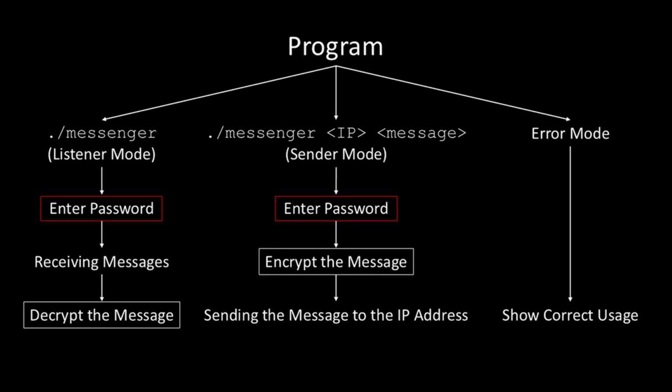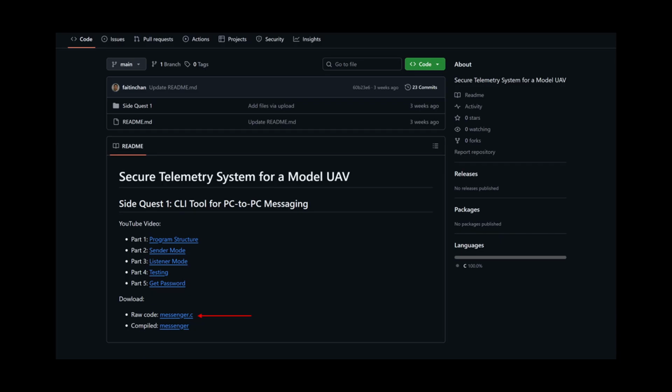Previously, I finished the function of getting the password from the user for further encryption and decryption. This time, I would like to build the encryption function using the password obtained. You can go to my GitHub page for the code, link in the description.